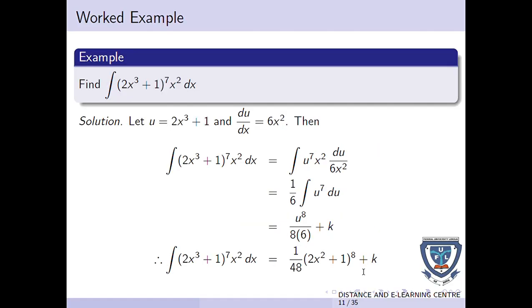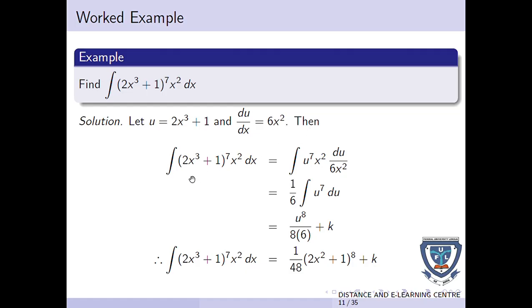Now let's look at this example again. Find the integral of (2x cubed plus 1) raised to the power 7, times x squared dx. This is a product. So solution, you say let u be 2x cubed plus 1, and du dx with respect to x will now be 6x squared.